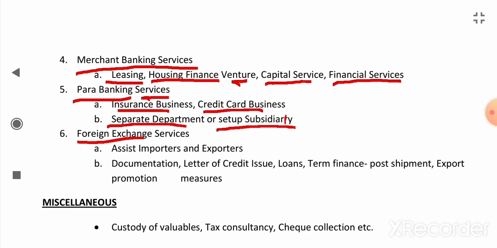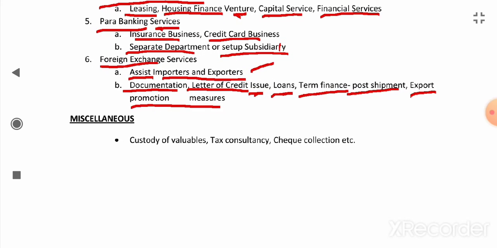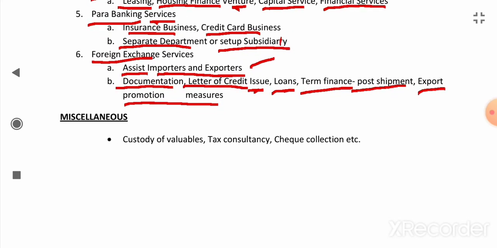Next, secondary services will be foreign exchange services. The banks will provide assistance to importers and exporters, like in the documentation process, letter of credit, LOC issue, loans, post shipment term finance, and in export promotion measures. They will help the importers and exporters of the country. Okay, so these were the secondary or subsidiary functions or services provided by the bank. The last are miscellaneous or leftover services, like the custody of your valuables, providing tax consultancy, check collection, etc. Okay, these will come under miscellaneous services.